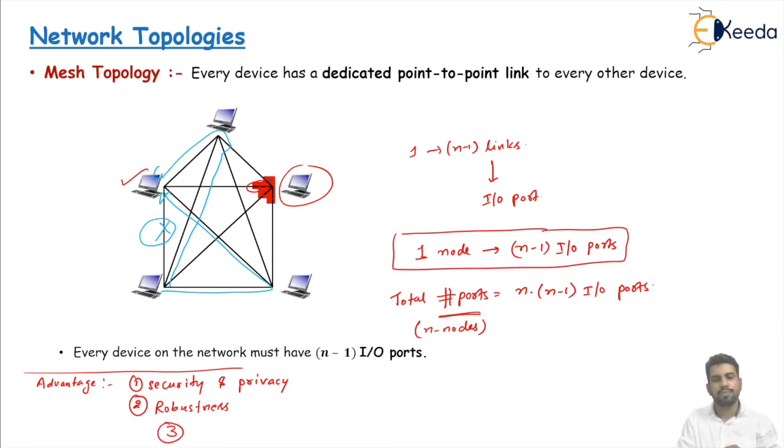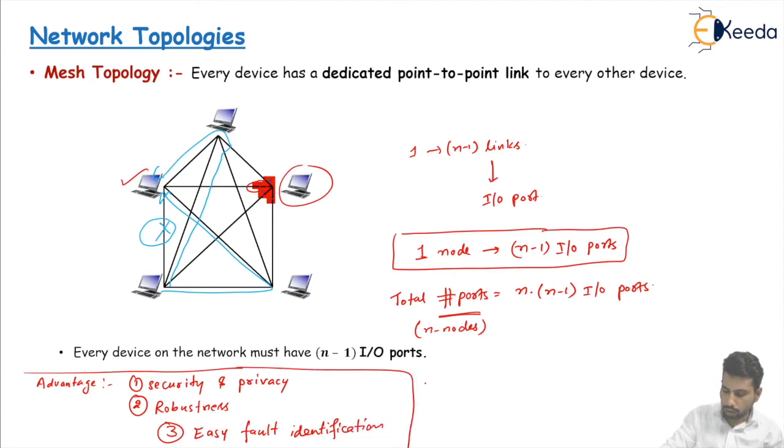Third point, if this one link is breached, here we can easily identify that the message is not going through this dedicated link between the devices, means easy fault identification. We can easily identify any fault that happens in the network. Fault identification.